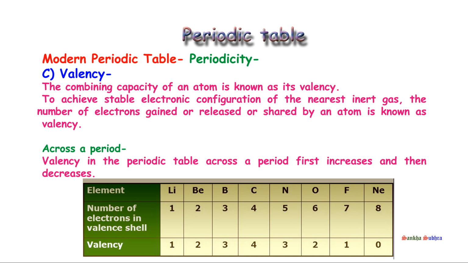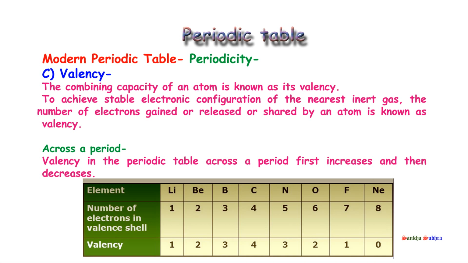In group 14, carbon will exhibit 4 valency. They will go for sharing. In group 15, nitrogen has 5 valence shell electrons. As a result, it will accept 3 electrons, and the valency will be 3. So for the first time it is going to decrease.